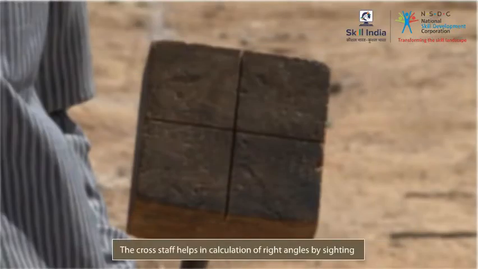The cross staff is an instrument that helps in the calculation of right angles by sighting. Let us see how this is carried out.